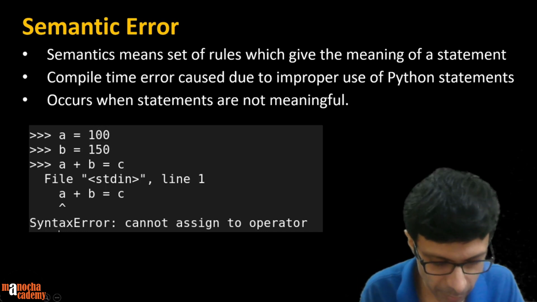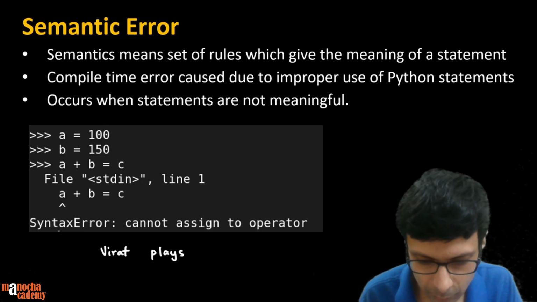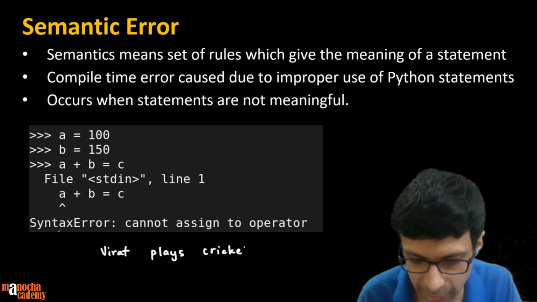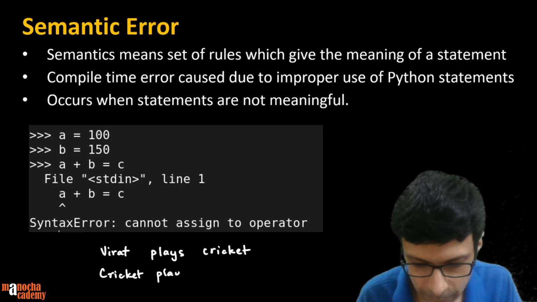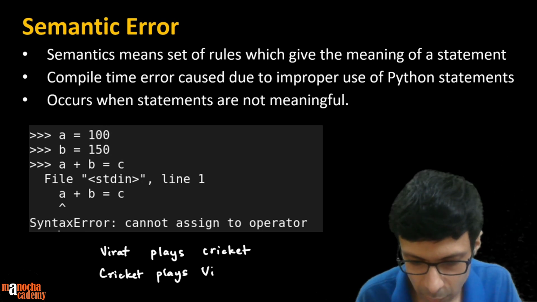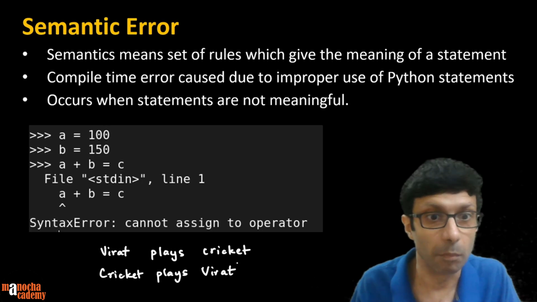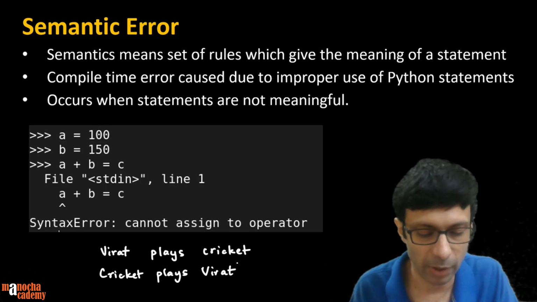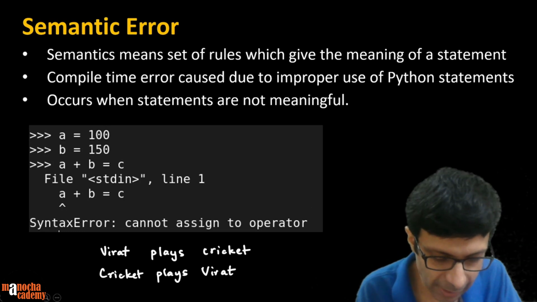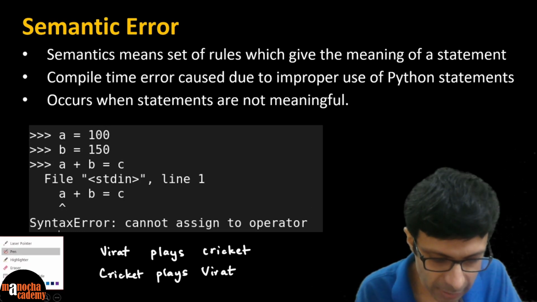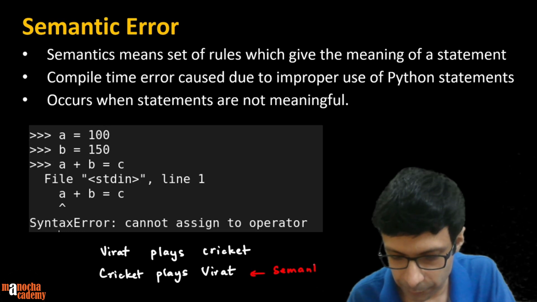So if we write this example, Virat plays cricket is fine, but if I say cricket plays Virat, by English language it's fine. Maybe cricket is the name of a person and Virat is the name of a game, but we know that's not true, right? So semantics means that there is no meaning here. Syntactically it is correct, but semantic is wrong here. So we can say there is a semantic error.